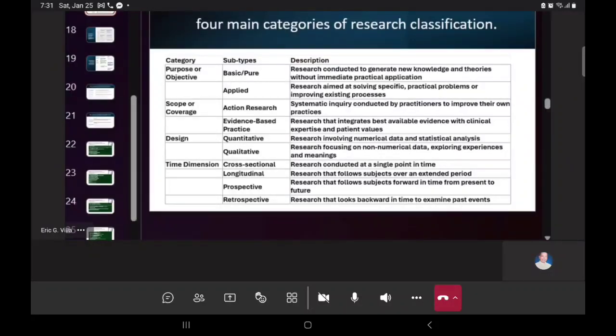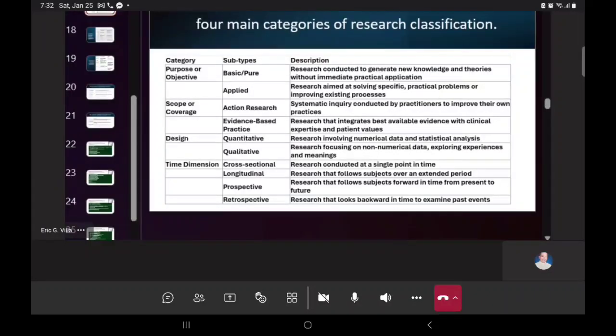In terms of time dimension, we have cross-sectional research and longitudinal research. Cross-sectional research captures data at a specific point in time, providing a snapshot of a population or phenomenon. This approach is useful for understanding current conditions, prevalence rates, or relationships between variables at a particular moment.